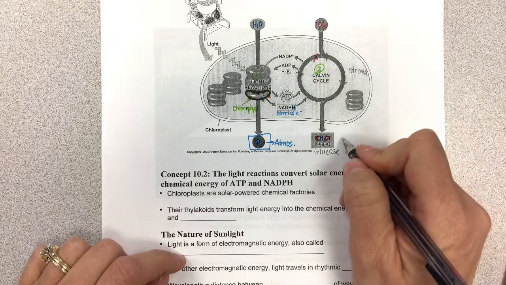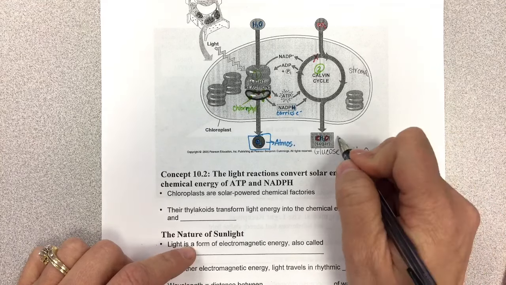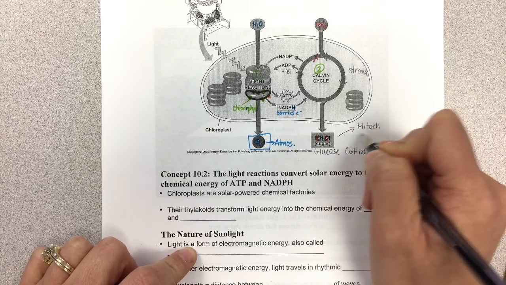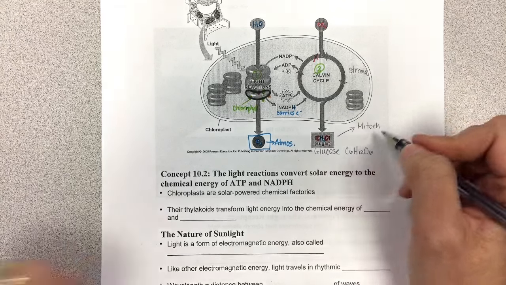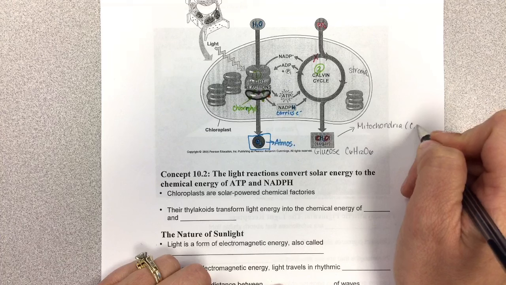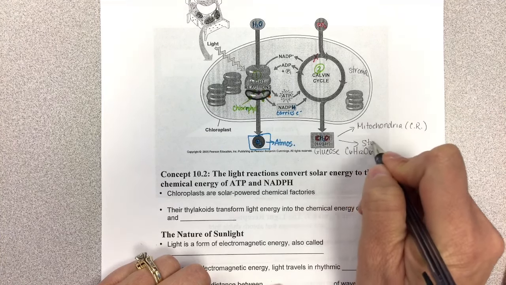And then the sugar is used either in the mitochondria. Right away, it'll go to the mitochondria. So if it's the plant, the sugar is going to go to the mitochondria. And what happens in the mitochondria? It's used for cellular respiration, or it's going to be stored for later use.